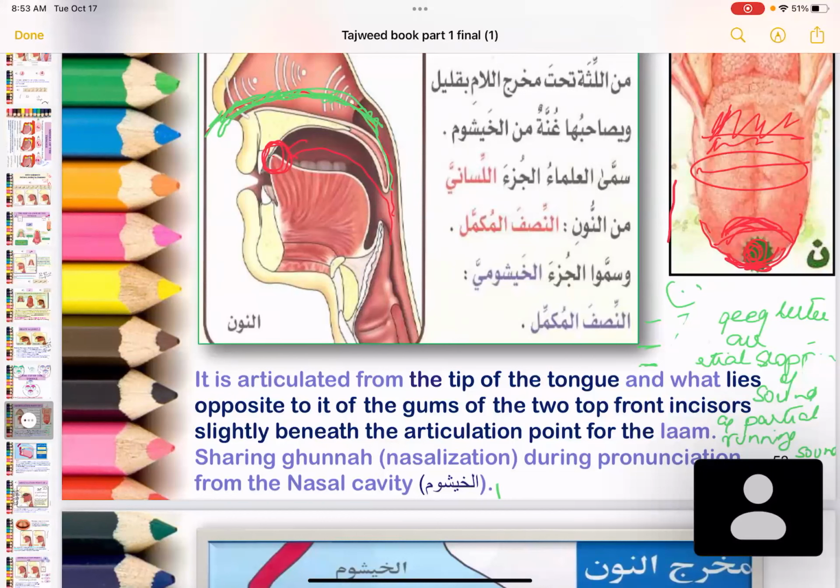When I let the sound of noon run in my nose for a length of 2 counts, then I am doing a strong ghunna, like in noon mushadda, right? When you see a noon with a mushadda, and I say an, okay, that is a ghunna that I've stretched to 2 counts. If I'm just reading noon with a sukoon, I'll say an. There's still a ghunna in noon there. You cannot take the ghunna out from noon. It still exists. Okay? But it is not as prolonged as when you see it with the shadda.